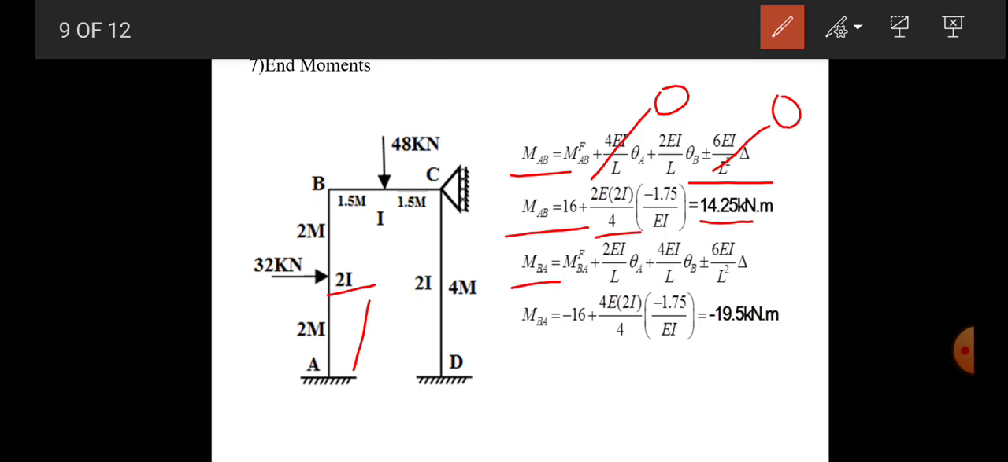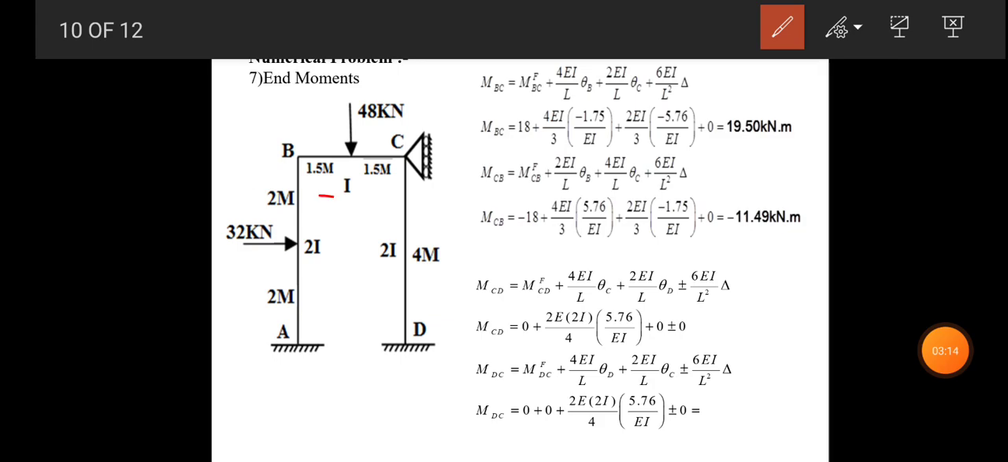For end B, MBA is equal to MFBA plus 2EI by L theta A plus 4EI by L theta B plus minus 6EI by L square into delta. Now again the non-sway frame, so delta will be 0, theta A will be 0 because A is a fixed support. So by putting in the values, we have MBA is equal to minus 16 plus 4EI by 2I divided by 4 into minus 1.75 divided by EI, it becomes minus 19.5 kilonewton meter. So these are the end moments for the column AB.